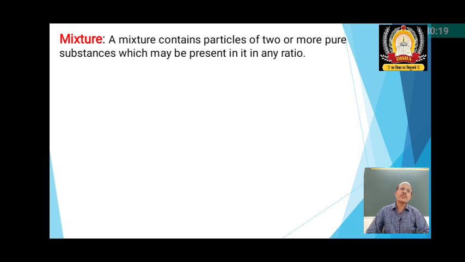One such example I can take is alloys. You can take stainless steel. In stainless steel we find iron, carbon, manganese, nickel and chromium. Here chromium, iron, carbon are present in different ratios. They do not have any fixed ratio. So that is what we call a mixture.